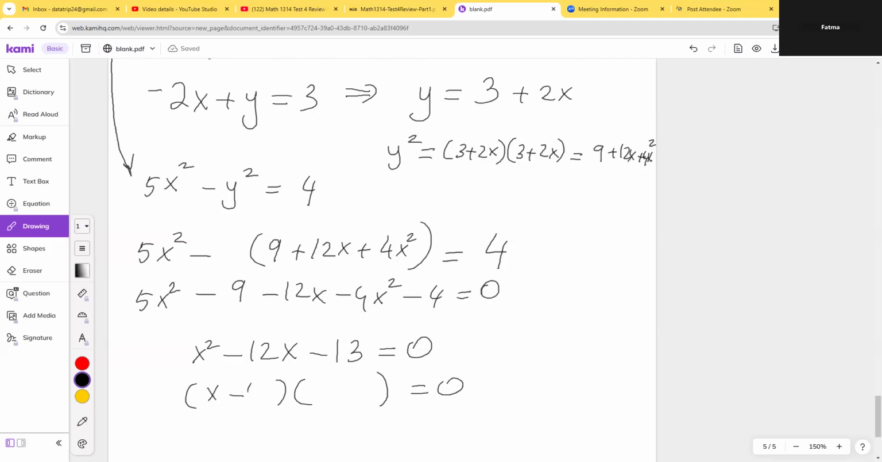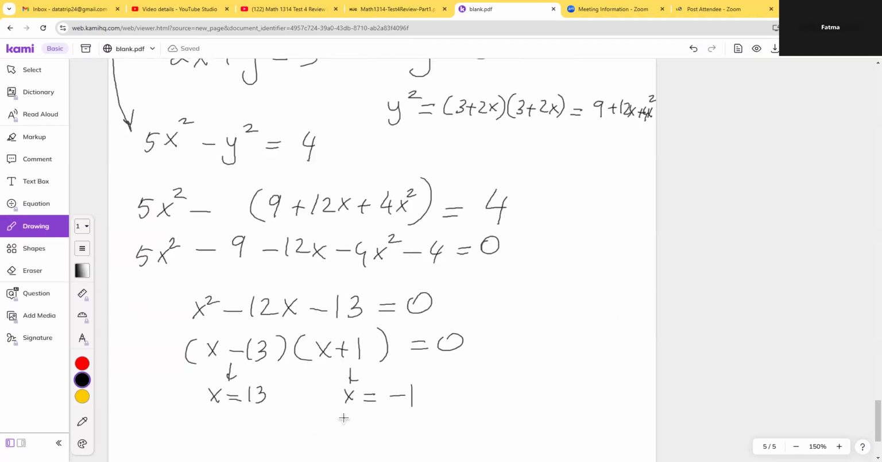Good job. I need x minus 13 and I need x plus 1, because if you multiply negative 13 and positive 1, their product is negative 13, and when you add them up, their sum is negative 12. This one gives you x equals 13. This one gives you x equals what? Negative 1. All right. For each of these, what are we supposed to calculate now?